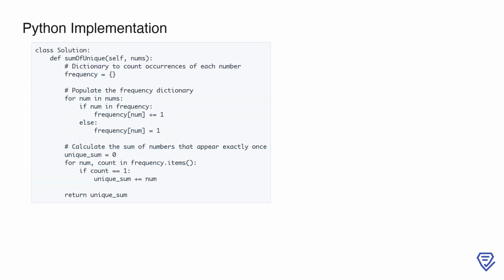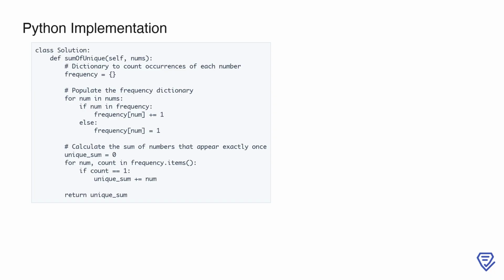The solution begins by defining a class Solution and its method sumOfUnique. This method takes a list of integers, nums, as input. The goal is to calculate the sum of elements that appear exactly once in the list. First, we initialize an empty dictionary called frequency. This dictionary will store each number as a key and its corresponding count as the value.